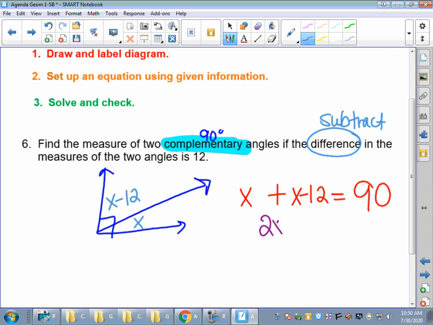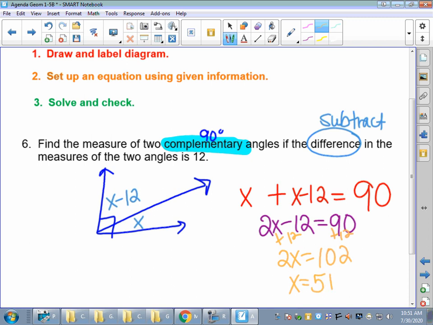Combine like terms, 2x minus 12 equals 90. I'm going to add 12 to both sides, and I'm going to end up with 2x equals 102. Divide by 2, and I believe that would be a 51.